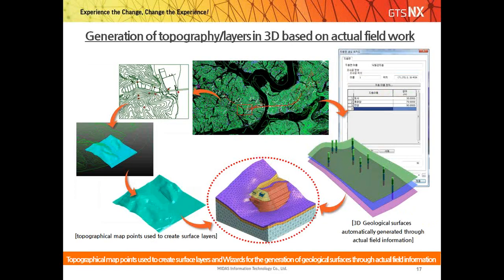Generation of topography layers in 3D based on actual fieldwork, which you can directly import. This is what I was talking about. This is basically the TGM, the terrain generator maker, in which you can directly import the DXF file from AutoCAD and directly import it in your GTS NX to have an actual ground profile for your model. So it would help in better simulation of the actual ground condition.